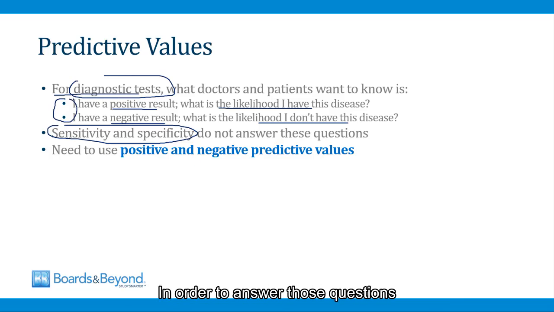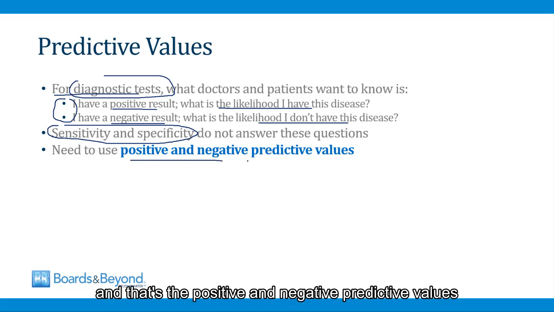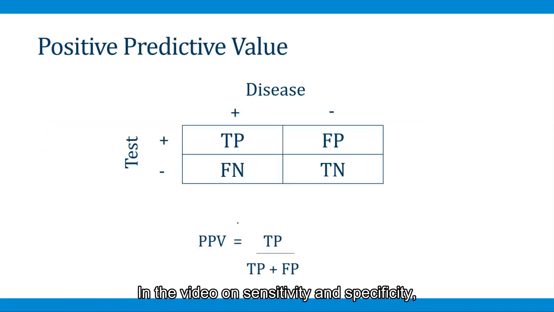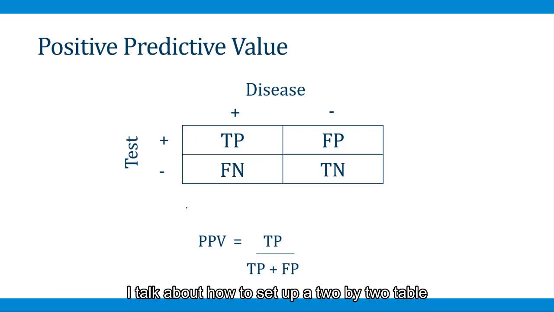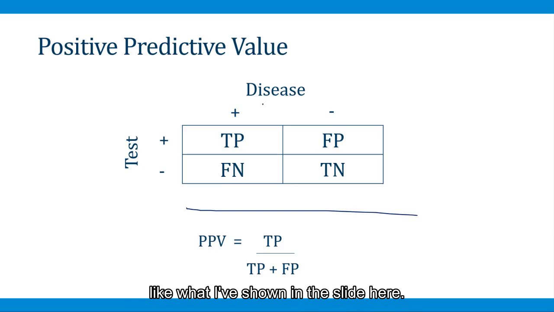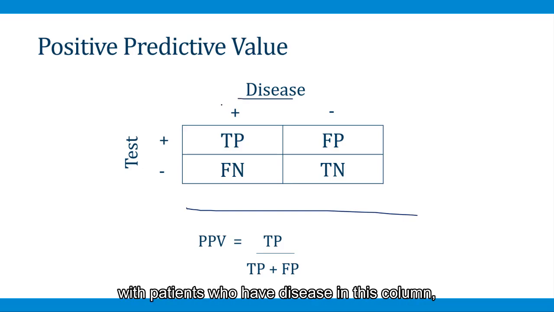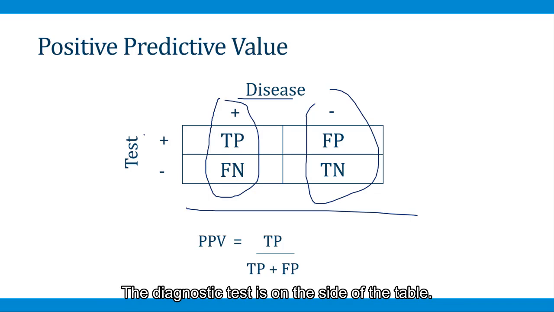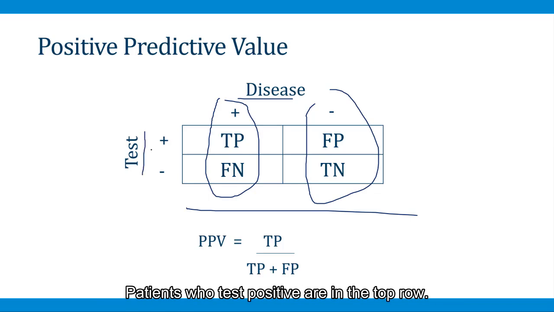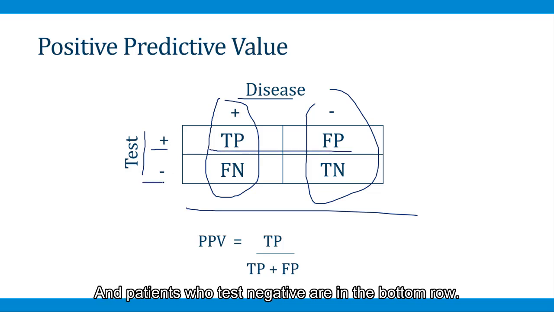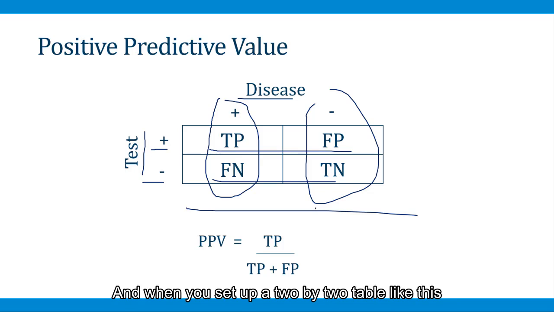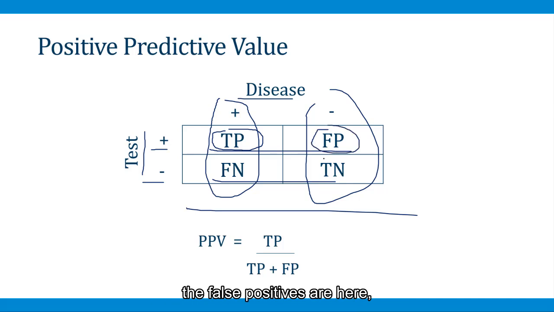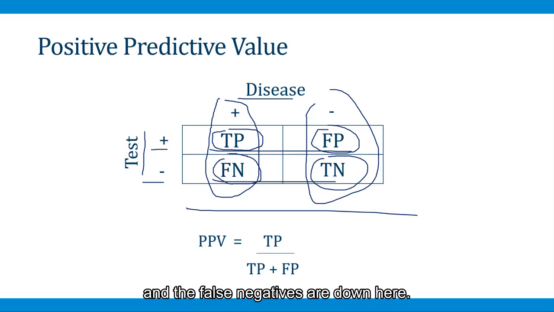In order to answer those questions, we need to look to something else, and that's the positive and negative predictive values associated with a diagnostic test. In the video on sensitivity and specificity, I talk about how to set up a 2x2 table like what I've shown in the slide here. The disease is along the top, with patients who have disease in this column and patients who do not have disease in this column. The diagnostic test is along the side of the table. Patients who test positive are in the top row, and patients who test negative are in the bottom row. And when you set up a 2x2 table like this, the true positives are in this quadrant, the false positives are here, the true negatives are down here, and the false negatives are down here.